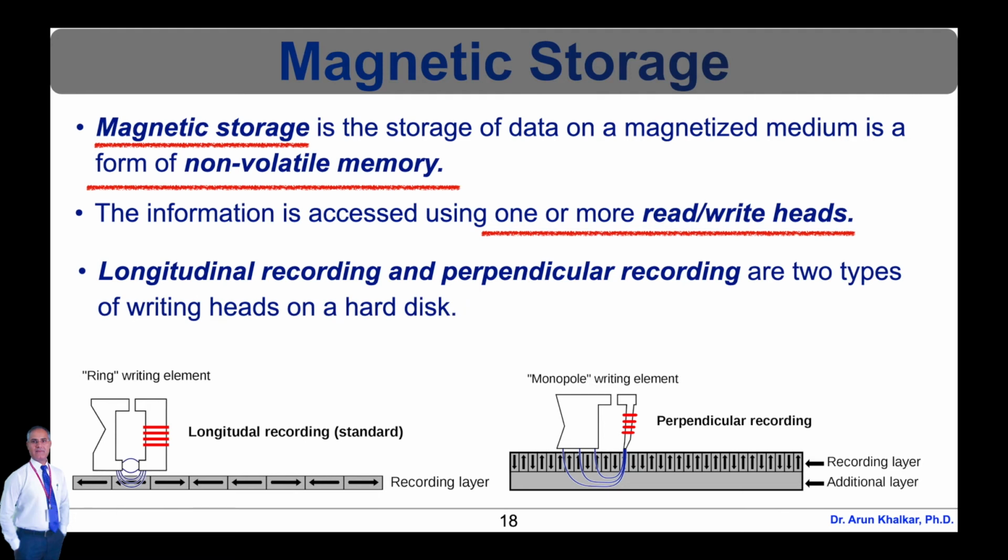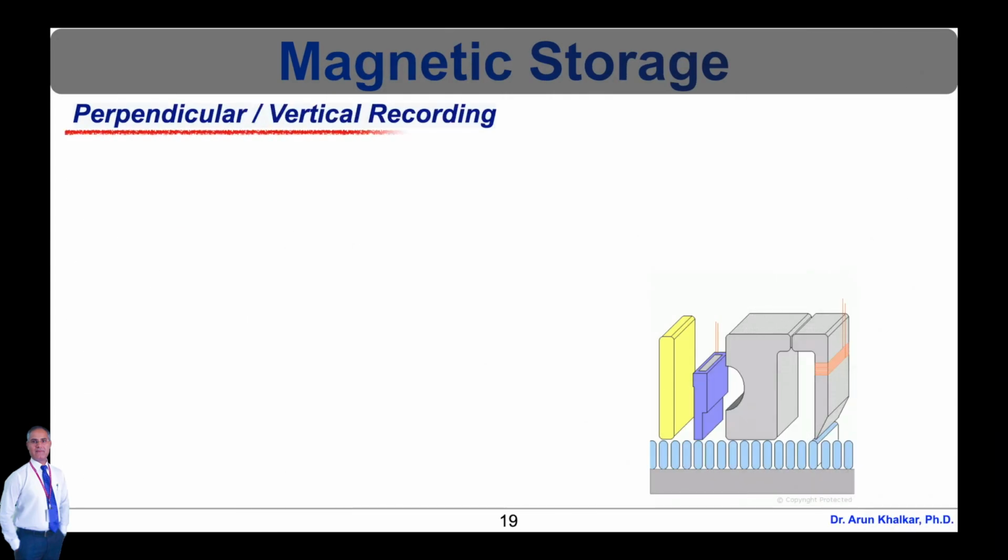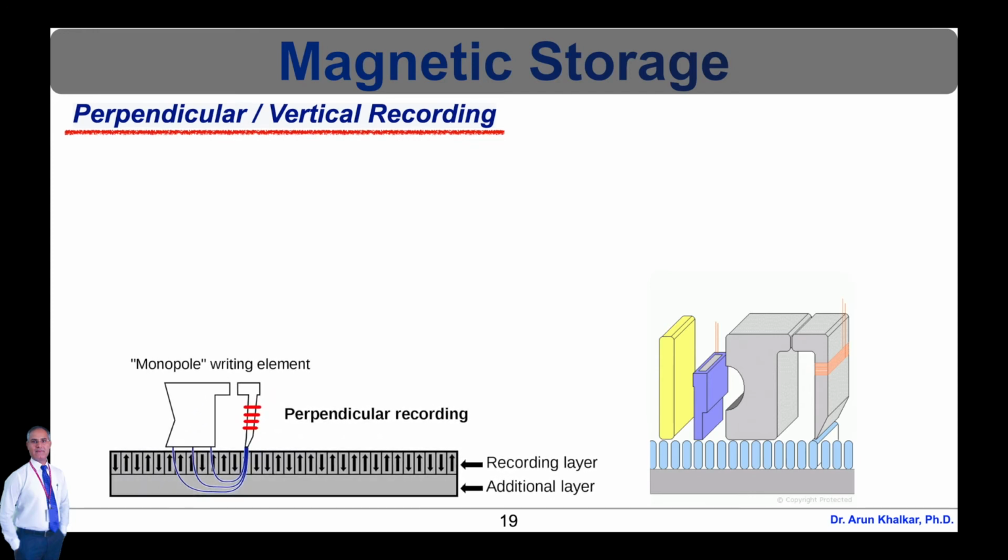In the field of computing, the term magnetic storage is preferred, and in the field of audio and video production, the term magnetic recording is more commonly used. The distinction is less technical and more a matter of preference. Other examples of magnetic storage media include floppy disk, magnetic recording tape, and magnetic strips on credit cards. Longitudinal recording and perpendicular recording, two types of writing heads on a hard disk, are important and are shown in these two diagrams. Now let's see in detail perpendicular or vertical recording as shown in this picture.